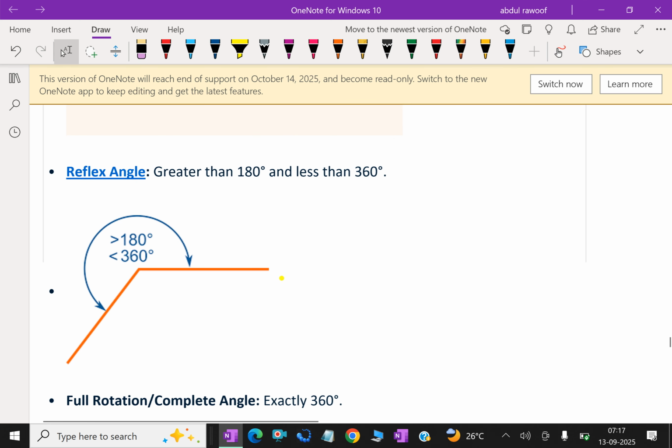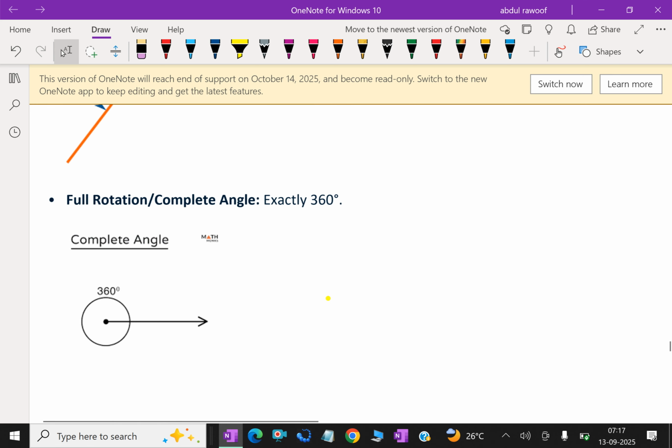Reflex angle is greater than 180 and less than 360 degrees. These are the angles formed by this vertex, greater than 180 degrees and less than 360 degrees. This is a reflex angle. A full rotation angle, of course, is 360 degrees.